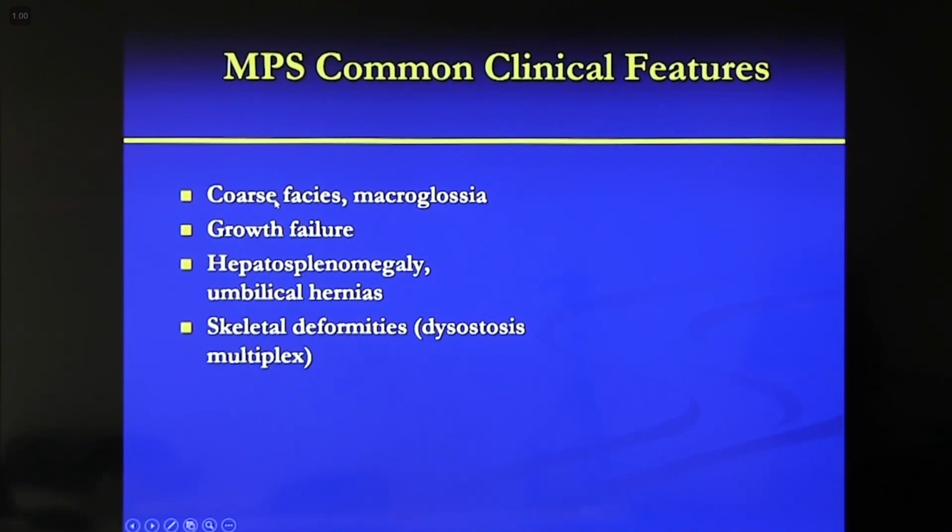Coarse facies. So they're very hirsute. They have big heads. They have macroglossia, which means a big hunking tongue that can't fit into the mouth. They have growth failure because even though this is a storage disease, it interferes with the bone's ability to grow. They have severe hepatosplenomegaly, and their abdomen protrudes enough that they've got umbilical hernias, and sometimes they have very bad skeletal deformities. And the name for this is dysostosis multiplex. It includes a lot of things like oar-shaped ribs and vertebral abnormalities.